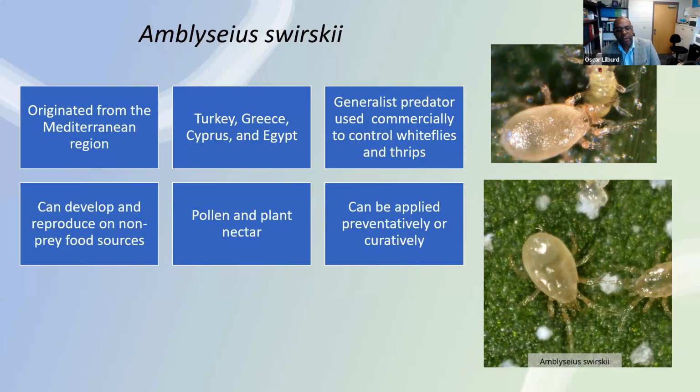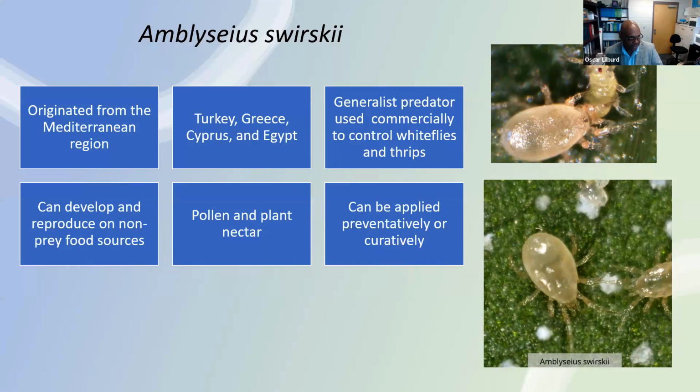Just to give you some background, this is a beneficial predatory mite that is endemic to the Eastern Mediterranean region. When I say Mediterranean region, I'm talking about places like Turkey, Greece, Cyprus, and Egypt. It is a generalist feeder, and we use it quite a bit to control things like whiteflies and thrips, especially in greenhouse. However, my laboratory, and maybe 1 or 2 other laboratories in the Southeast, are looking at the possibility of using this mite outside in field operations as opposed to just focusing on greenhouse.